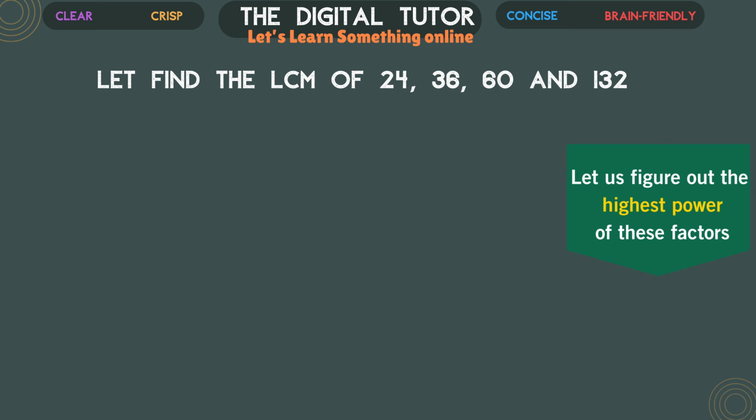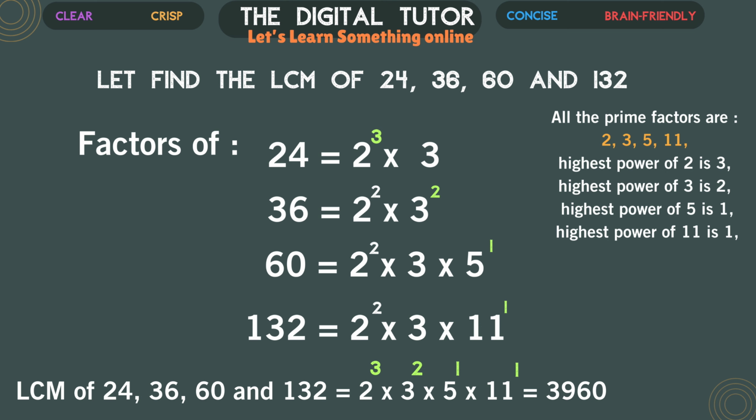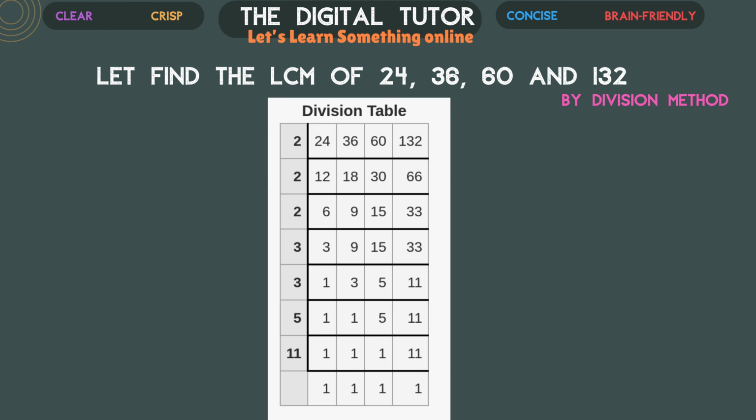Now let us figure out the highest power of these factors. So the highest power of 2 is 2 cube, that of 3 is 3 square, that of 5 is 5 to the power of 1 and that of 11 is 11 to the power of 1. So the LCM of 24, 36, 60 and 132 is 2 to the power of 3 into 3 to the power of 2 into 5 to the power of 1 into 11 to the power of 1, which is 3960.